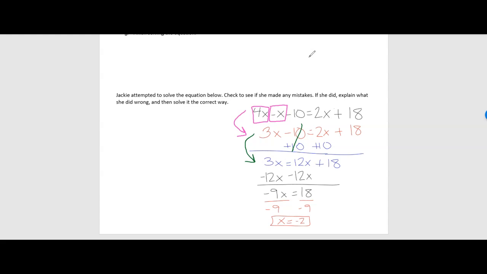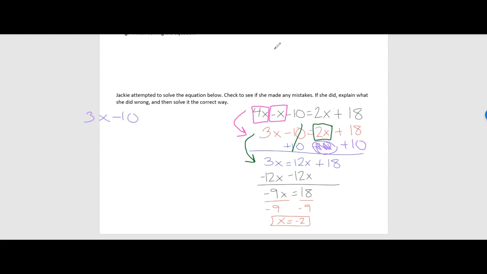And hopefully we picked out that this is our problem, right? These two terms right here are not like terms, right? They're different. One has an x, one doesn't, so we cannot add them together. What we should have done is add the 10 to the 18 instead, because those are both like apples. Those are both just numbers without any variables. So let's rewrite this and just solve it correctly.